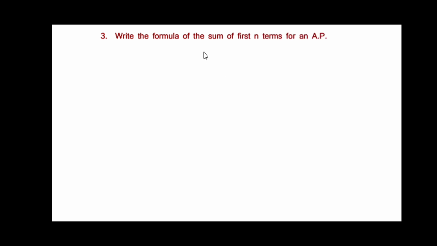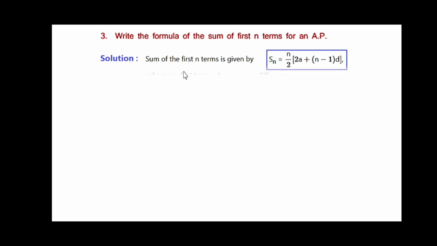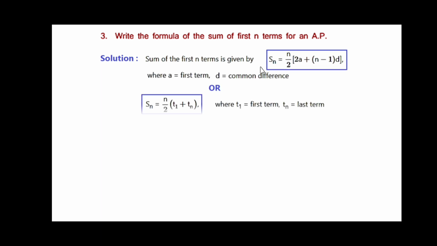The next problem, write the formula of the sum of first n terms for an AP. Friends, here we know that the sum of the first n terms is given by the formula Sn, which is the sum of n terms, is equal to n by 2 into bracket 2a plus n minus 1 into d. Here n is the number of terms, a is the first term and d is the common difference. Or the above formula can also be given like this, Sn is equal to n by 2 into bracket t1 plus tn. The variables have the same meaning, only t1 is the first term and tn is the last term, or you could say nth term.